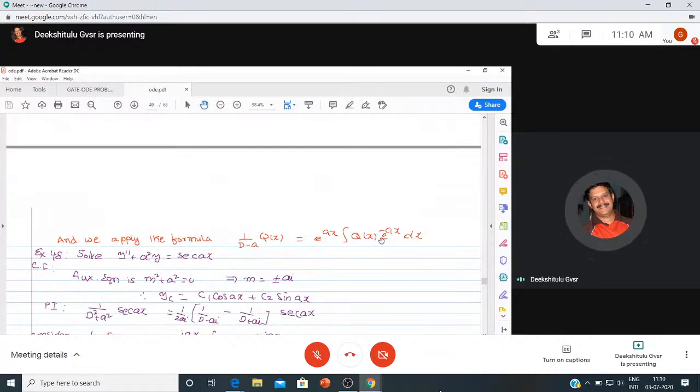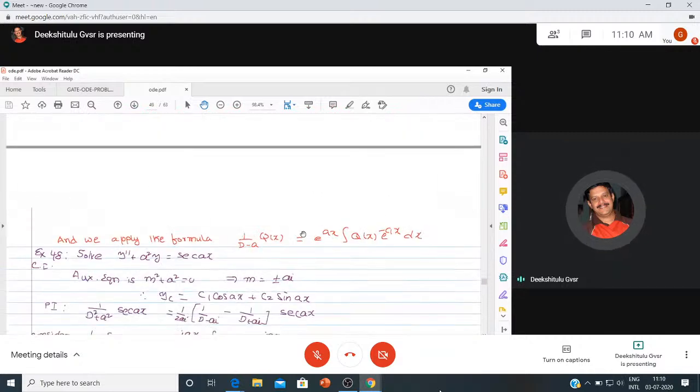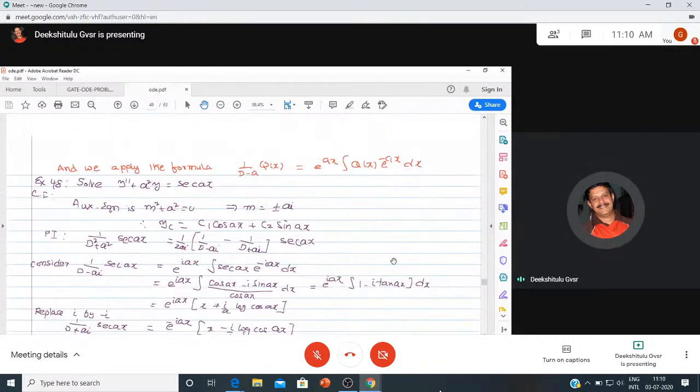So then, for each of these fractions, we have to apply this formula. So this one, apply this formula. For this one, apply this formula. For this one, all n terms. How many factors do we have? For all those functions, we have to apply this 1 by D minus a partial fractions. So we get the complete solution.